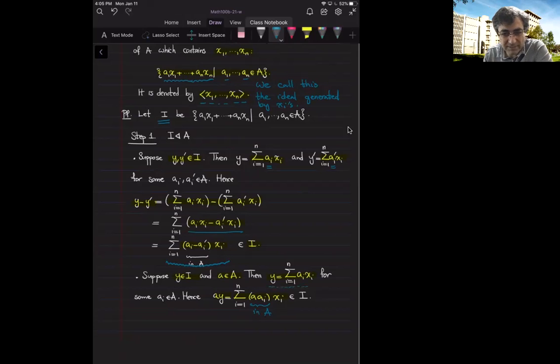We multiply both sides by A, then we use distribution and associativity in order to deduce that it is the sum over i from 1 to n of (A times a sub i) times x sub i, which means A y is also an A-linear combination of the x sub i's, which means it belongs to I. So this shows that I is indeed an ideal of this ring.